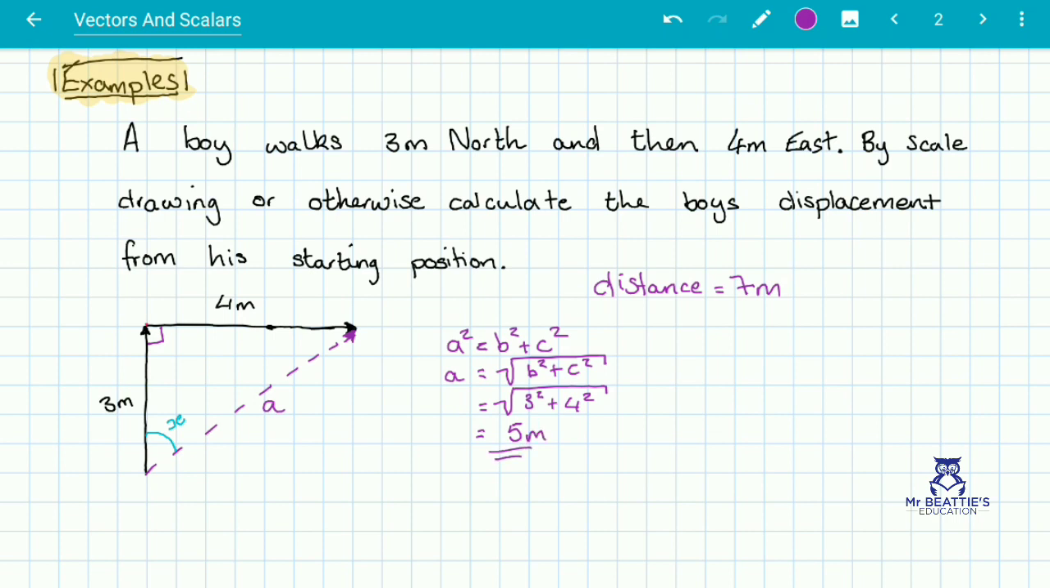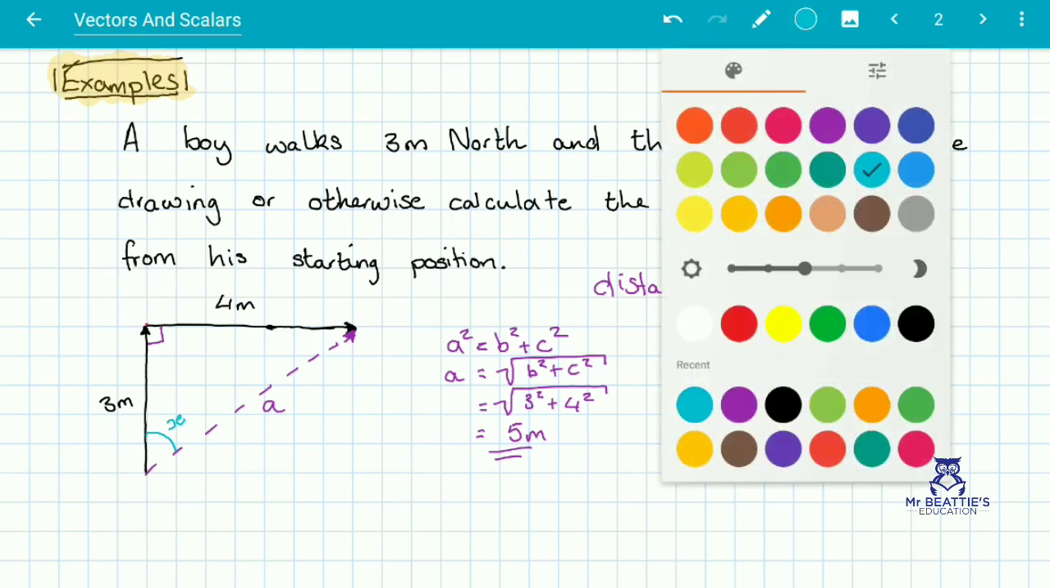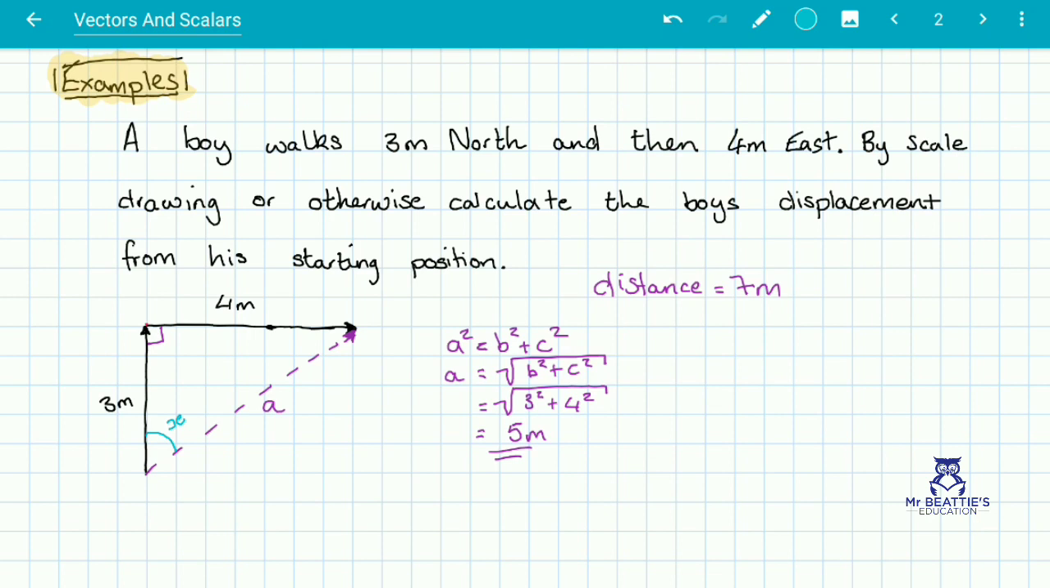Now, as I said, that would be our displacement, but displacement is a vector, and from the previous video you remember that vectors have a direction as well. Okay, and so this is where we're going to start looking at how we work out the direction. Now, in questions like this, all of our directions are dealt with as bearings, okay? And all bearings work from north.